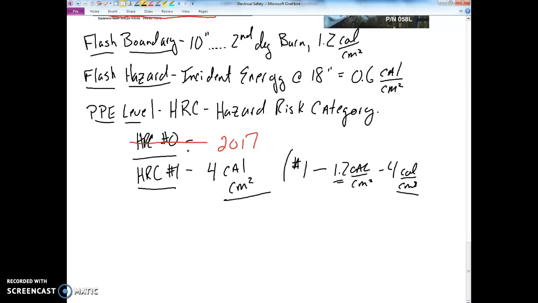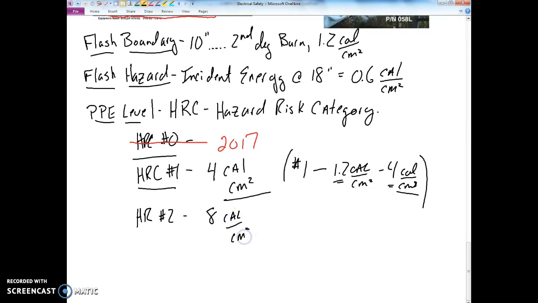And your clothing then has to be rated up to 4 calories so that if an incident hazard does happen, then your clothing will not catch fire and you will get burned. Hazard risk category number 2 is rated up to 8 calories a square centimeter.